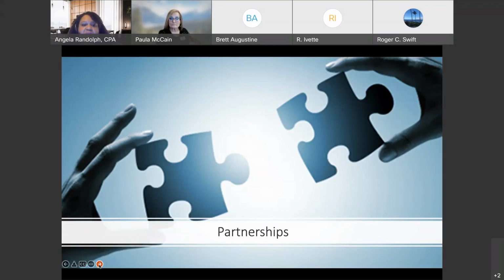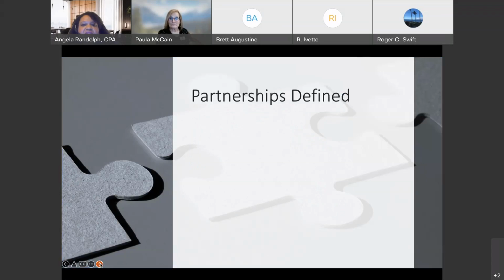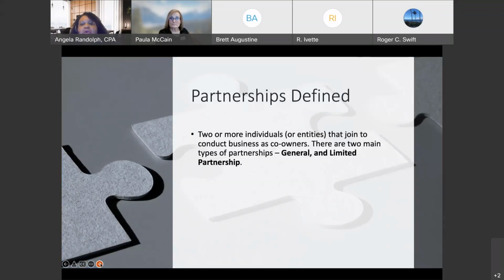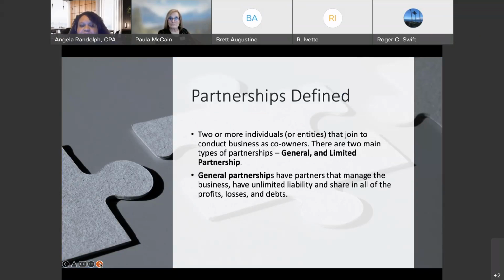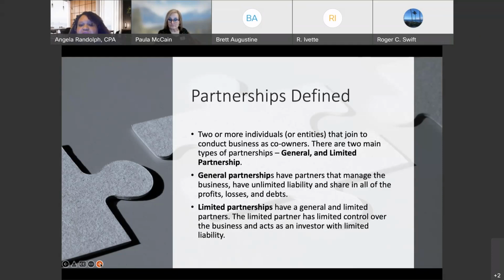So now we're going to talk about partnerships. We'll define what it is and what are some of the advantages and disadvantages of partnerships. So a partnership, unlike a sole proprietorship, is two or more individuals or entities that join to conduct business as co-owners. There are two main types of partnerships we'll talk about: general and limited partnership. General partners that manage the general partnership have unlimited liability, and they share in all of the profits, losses, and debts of the business.